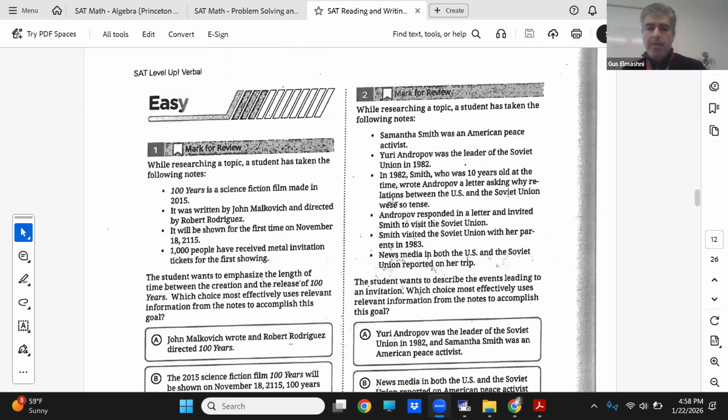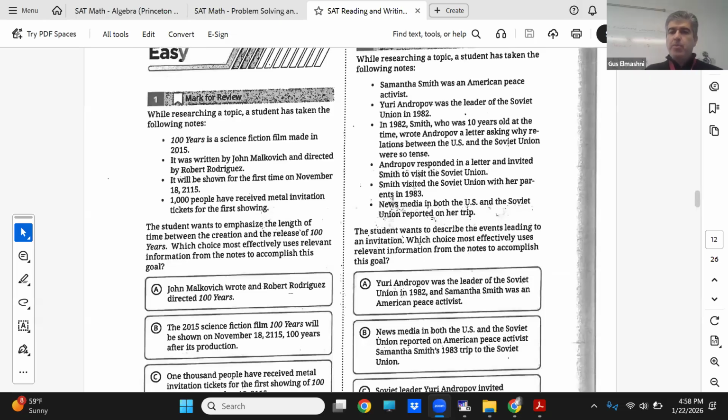Okay, last one we'll do and we'll wrap up for today. The student wants to describe the events leading to an invitation. So the events that led to an invitation. Okay, what's going on here? Samantha Smith was an American peace activist. Yuri Andropov was the leader of the Soviet Union in 1982. In 1982, Smith, who was 10 years old at the time, wrote Andropov a letter asking why relations between the U.S. and Soviet Union were so tense. Andropov responded in a letter and invited Smith to visit the Soviet Union. Smith visited the Soviet Union with her parents in 1983. News media in both the U.S. and Soviet Union reported on her trip.